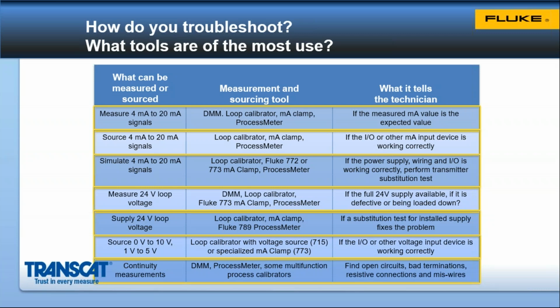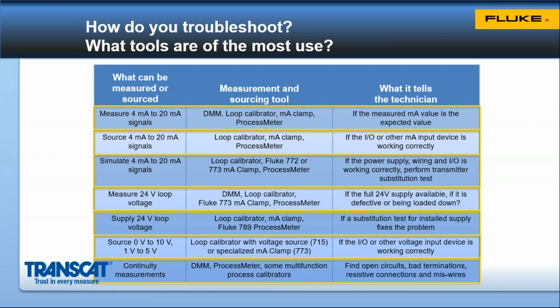Being able to supply 24-volt loop power. A number of tools have that 24-volt loop power supply built into them for independently testing transmitters, independent of the control loop where they're installed. Loop calibrators, milliamp clamps, and process meters, like the 789 process meter, have a 24-volt loop power supply. It can also be used as a substitution test in the event that it's suspected that the 24-volt loop power supply in the process loop is intermittent or defective.